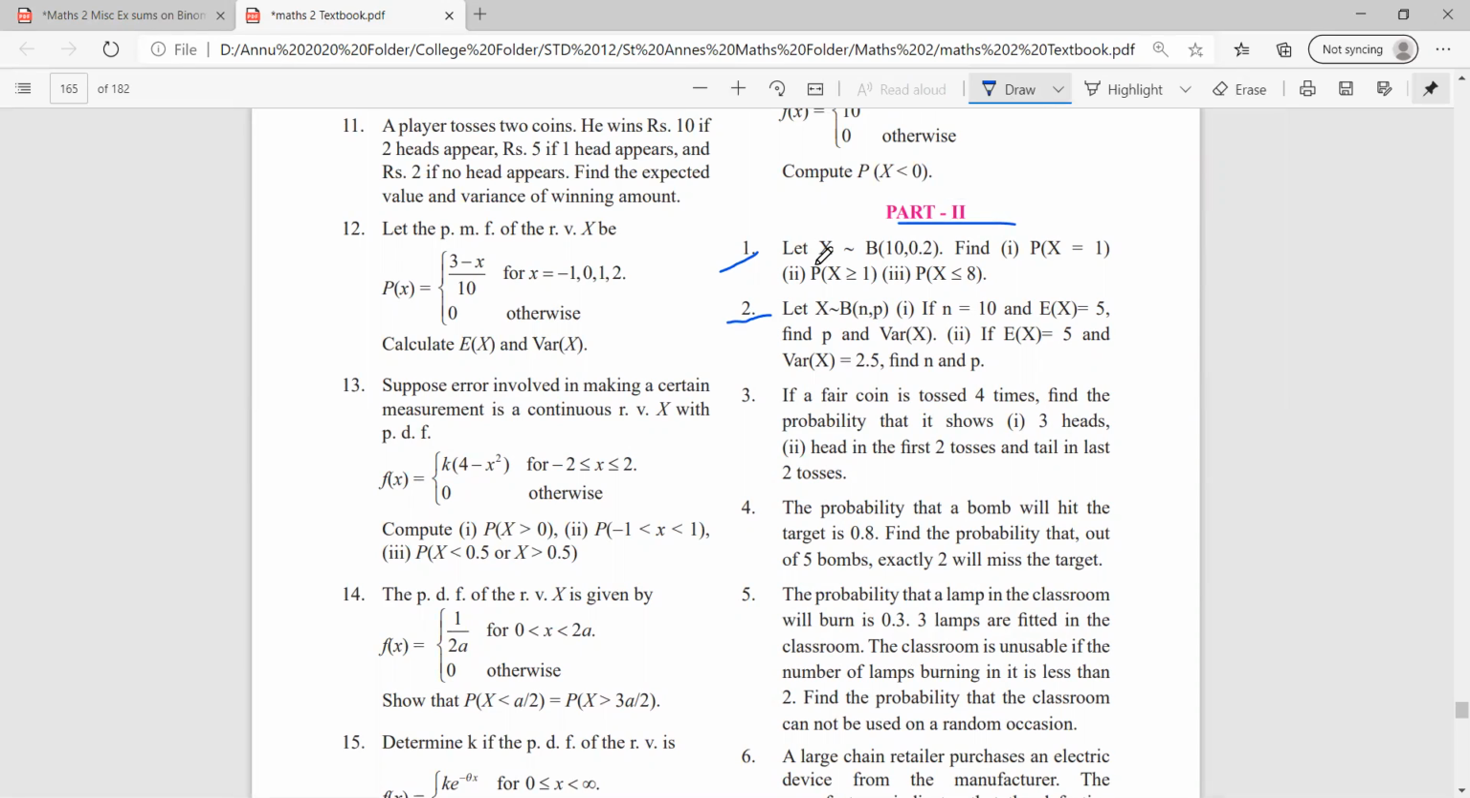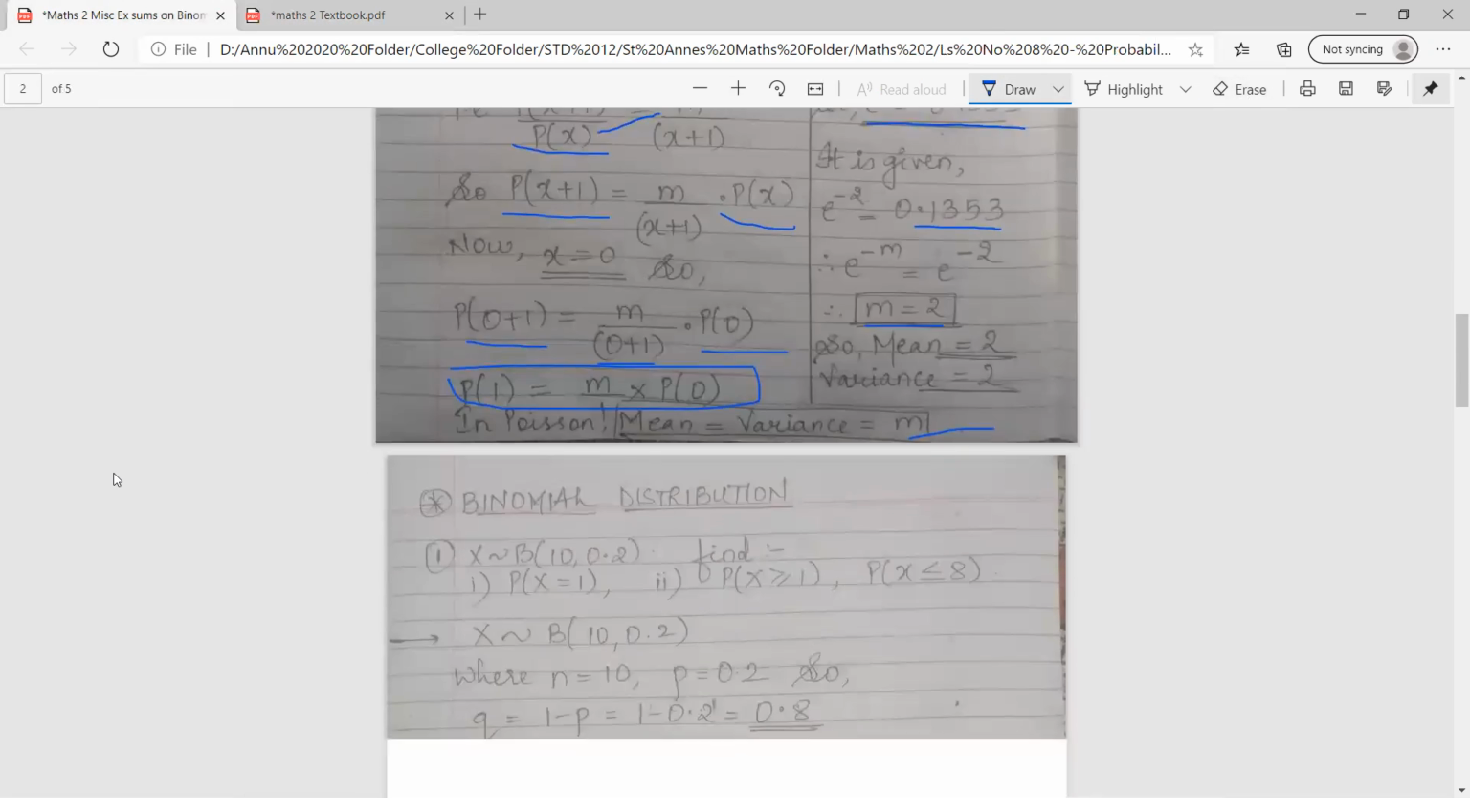How this is read is x follows B. B stands for binomial, and for binomial the parameters are n, p. Remember class, we needed 3 alphabets, N, P and Q. So can I say the value of N is 10 and P is 0.2? They have told you to find the value of X is equal to 1, X is greater than or equal to 1 and X less than or equal to 8. So let's see how to find those values one by one.